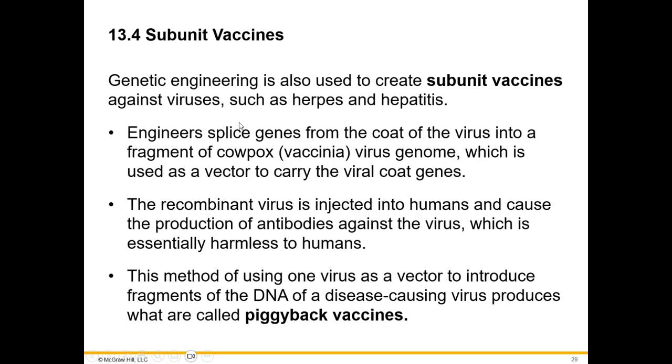The recombinant virus will be injected into humans, and it's going to cause that production of antibodies, which is going to basically make it to where they can overcome this virus. This method of using one virus as a vector or carrier to introduce fragments of the DNA of a disease-causing virus is what we call piggyback vaccines or subunit vaccines, because the genetic information from one virus is piggybacking onto a harmless virus so that it can be carried into our cells, so that our immune systems can quickly recognize the dangerous virus if it's introduced in the future.